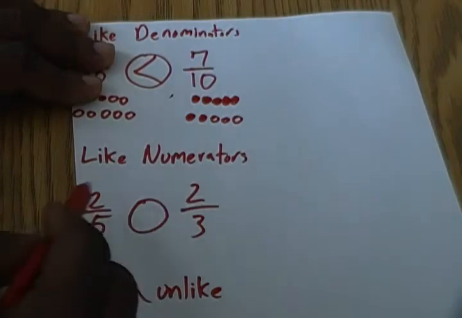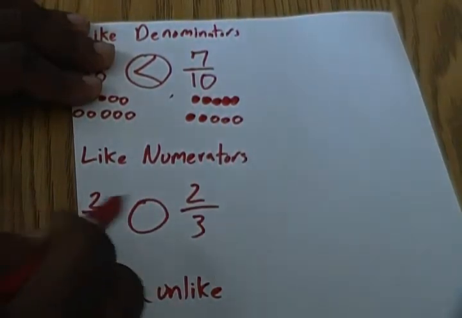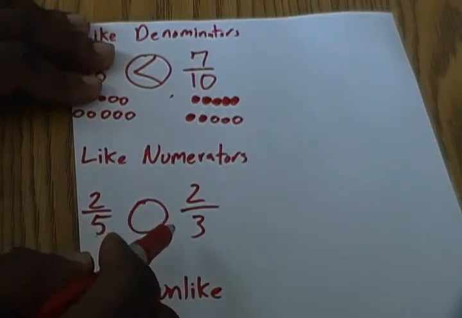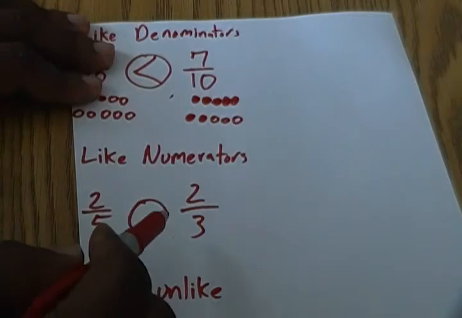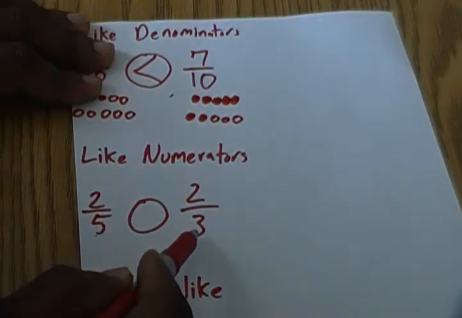Now, since the numerators are the same, we actually can do a comparison of the denominators. Now, in this case, it's going to be vice versa. Instead of looking for the bigger numerator, we're going to look for the smaller denominator. So in this case, 5 is bigger than 3.